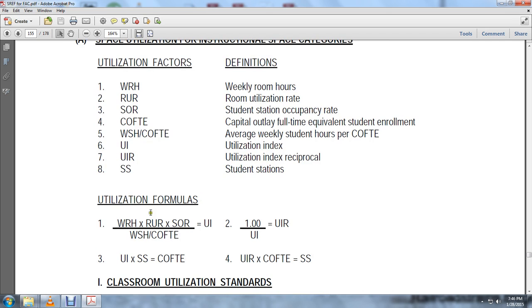The weekly room hours times the room utilization rate times the student station occupancy rate, divided by the average weekly student hours per COFTE, which is capital outlay full-time equivalent student enrollment, gives the utilization index. Second, 1.0 divided by the utilization index gives the utilization index reciprocal. The utilization index for the student stations is multiplied by the COFTE, capital outlay full-time equivalent student enrollment. The utilization index reciprocal times the COFTE equals the student stations.